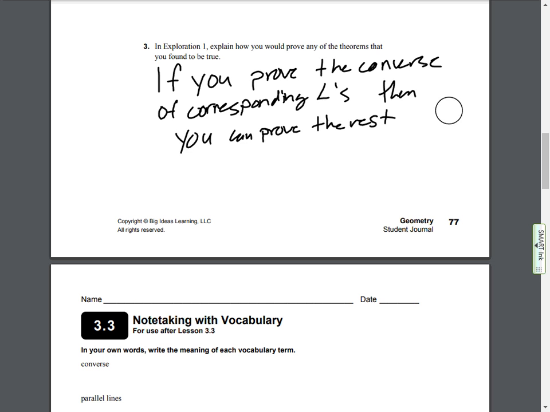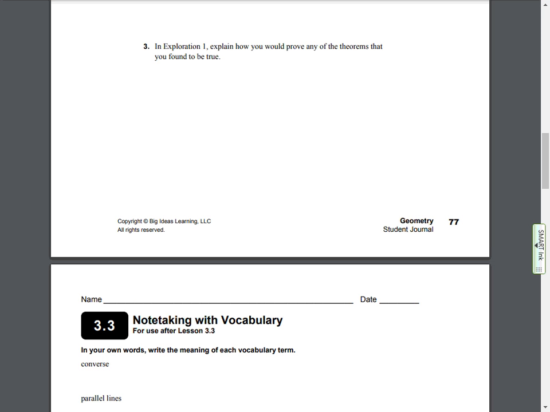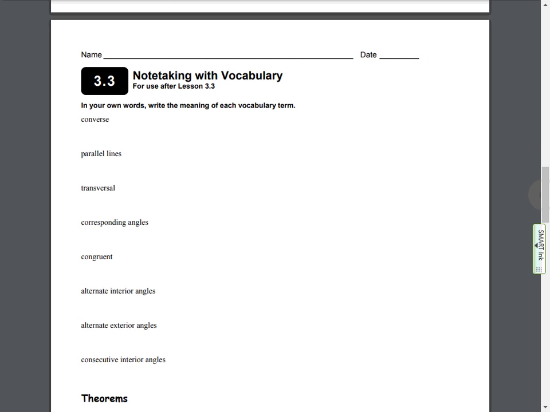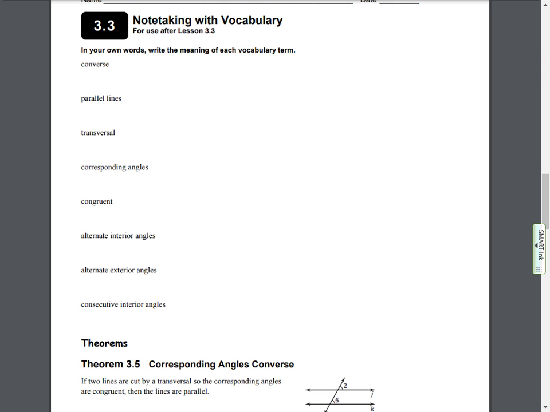Moving on. Scroll down or look in your book. We have a bunch of definitions. The converse, remember, is if Q, then P. Parallel lines never intersect. Ever, ever, ever. They go on forever, they never intersect.